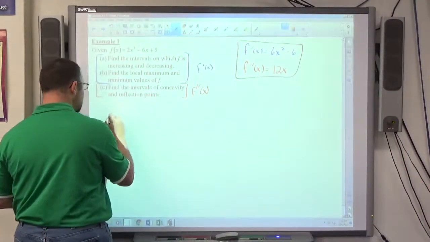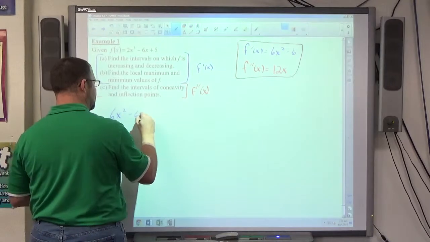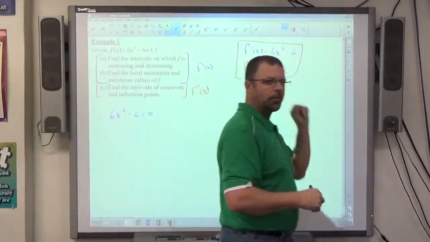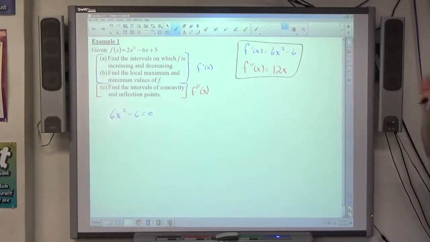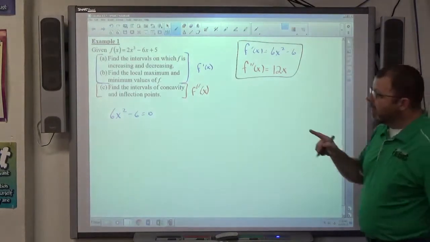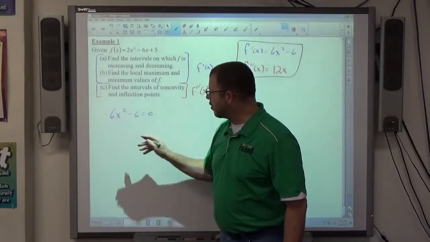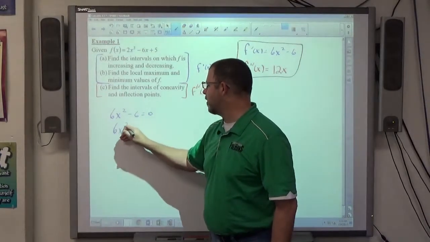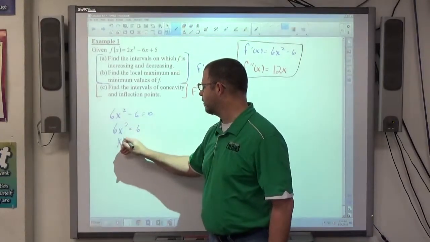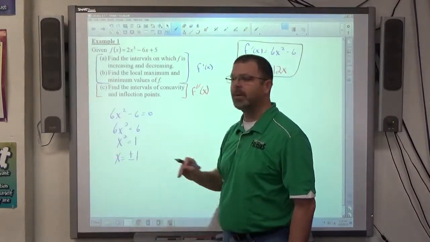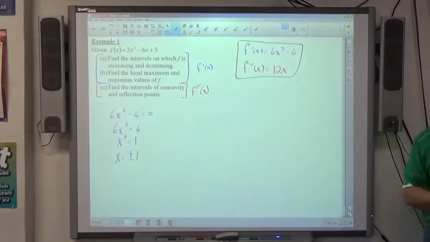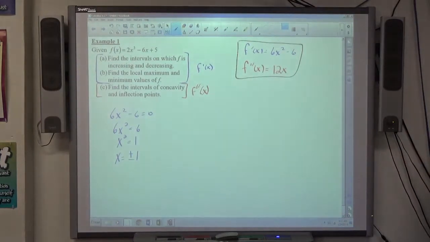So I go 6x squared minus 6 equals 0. Again, I referred back to my first derivative because increasing and decreasing has to do with that. So that's all I care about right now. Since there is no x to the first term, I can solve this by moving the 6 to the other side. Divide by 6, we get x squared equals 1. We take the square root, we get x equals plus or minus 1. Be very cautious. If you're going to go without factoring, make sure that you remember that x squared equals, you're going to get a plus and minus number there.